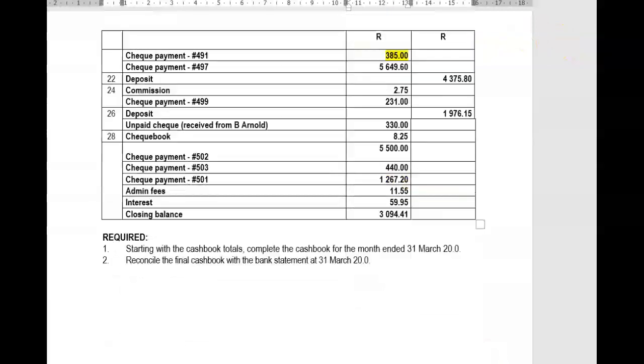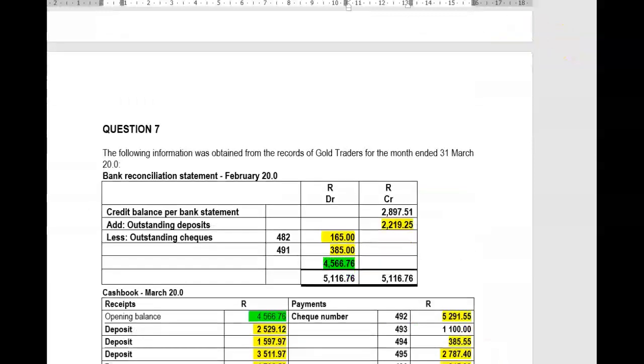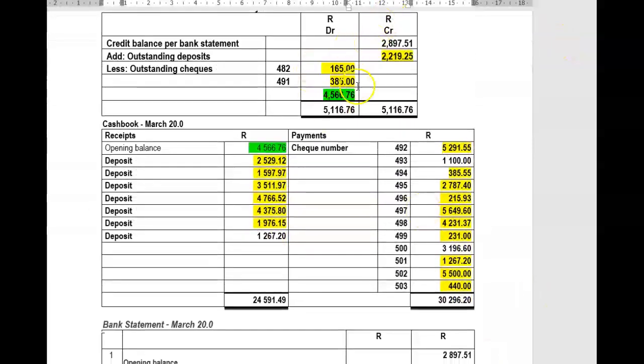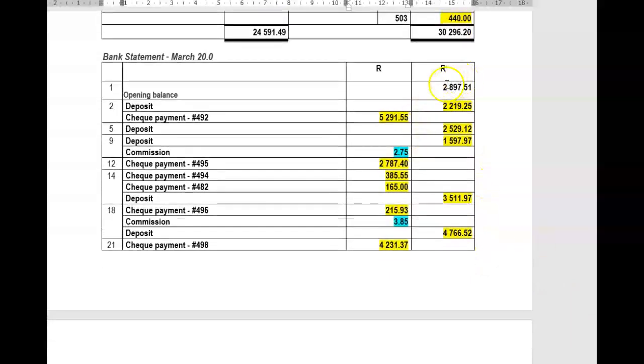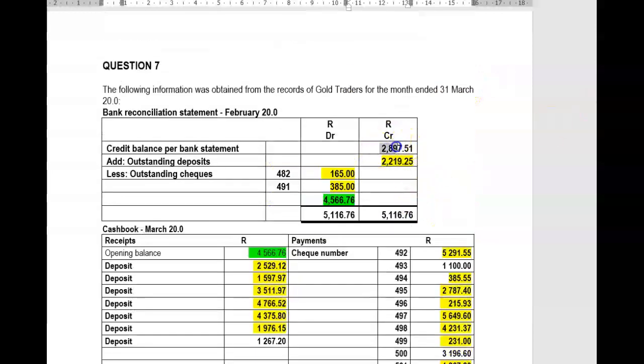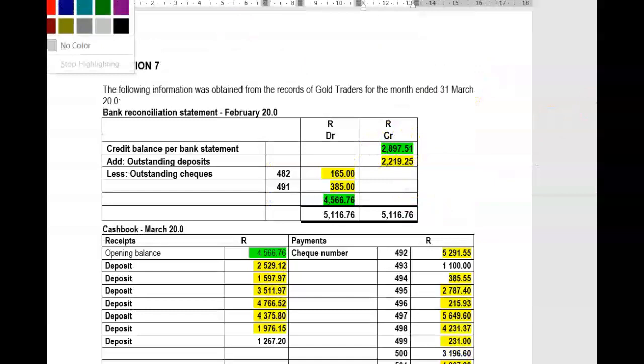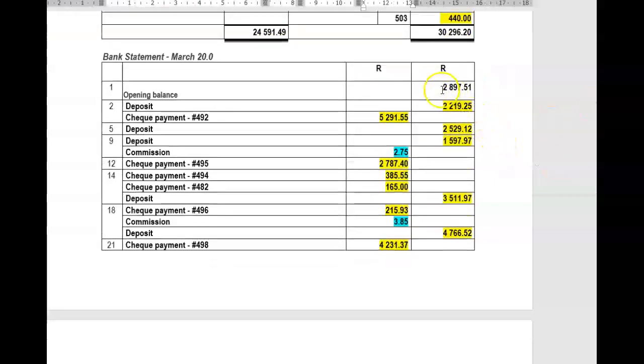So guys, at the end of the day, once you have done that exercise, it is going to look like this. That one we've ticked completely. These deposits we could have ticked. It's only the last deposit that was not reflected on the bank statement. All the checks were there except for check 493 of 1,100, check 500 of 319,660. If we move to our bank statement, you see that there's the opening balance 2897.51. Let's tick that off as well.